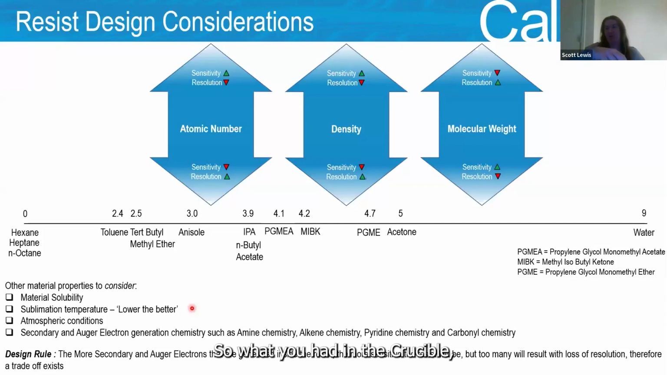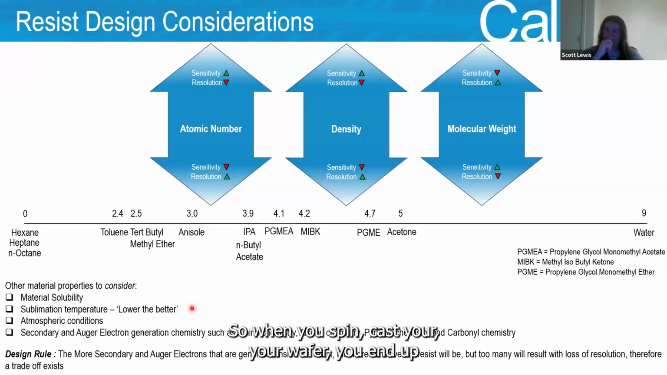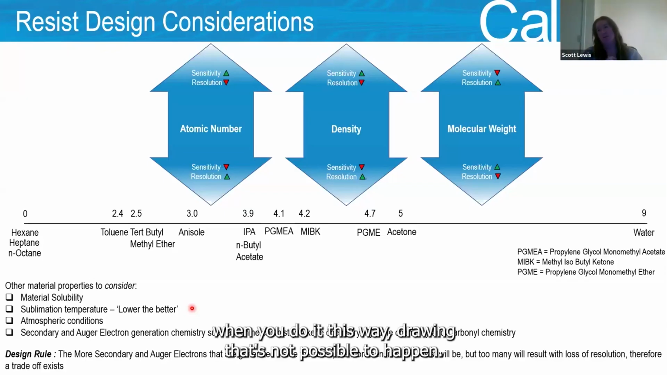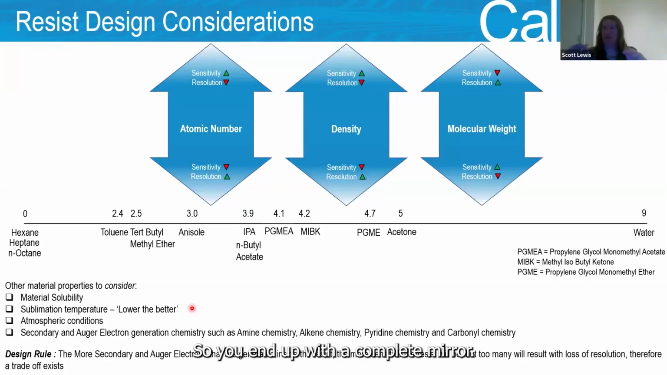So what you had in the crucible and what you have on the wafer is identical. Now, the beauty of doing that is, when we talked about impurities being problems, when you spin cast your wafer, you could end up with impurities or comets in your film. When you do it this way, dry, that's not possible. So you end up with a complete mirror.